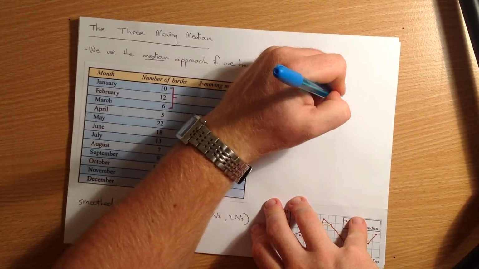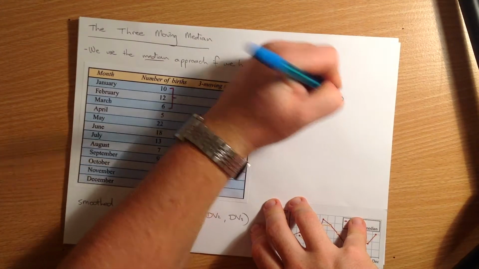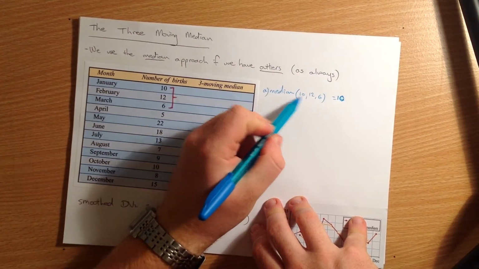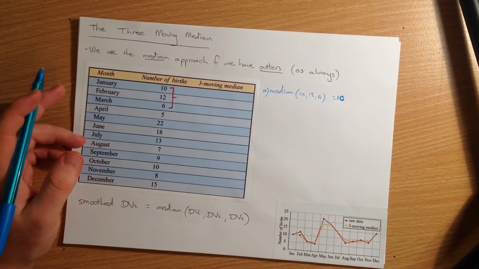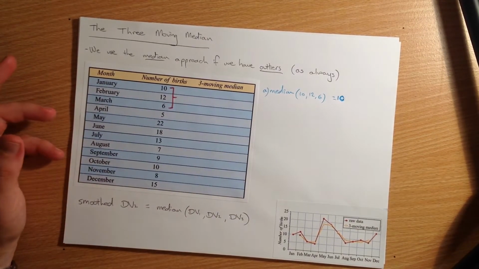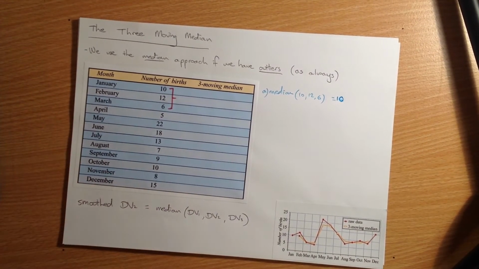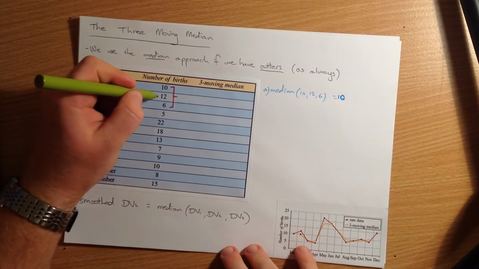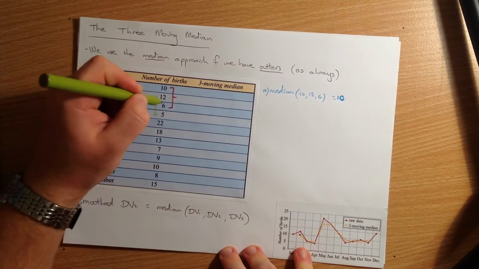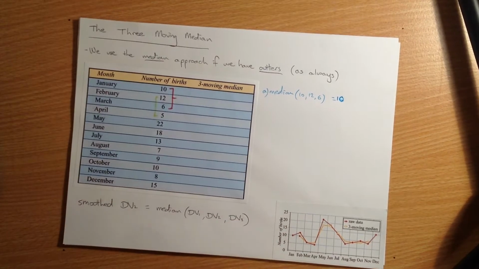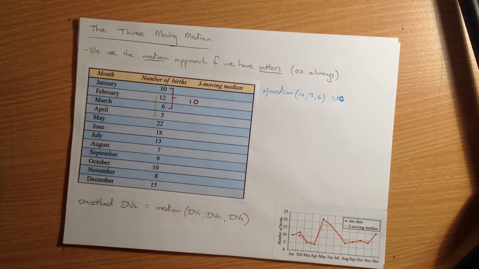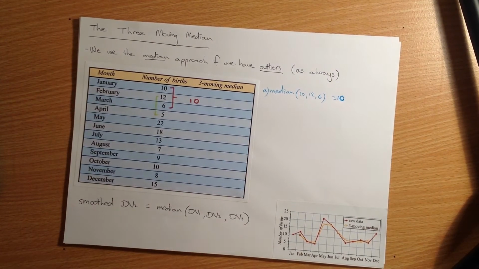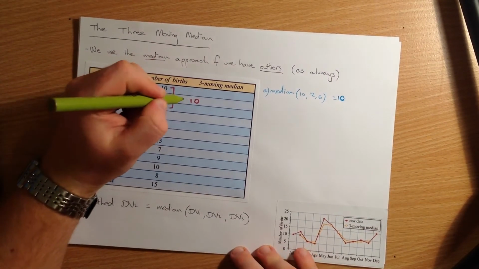Oh sorry, beg your pardon, the middle number of 10 and 12 and 6 is 10. So put them in order. 6 is the smallest, 10 is the next biggest, and then 12 is the next biggest. So we're just trying to find the middle number, or put them in order and average them out. Right, let's do that for the second one. 12 and 6 and 5, the middle number is 6.